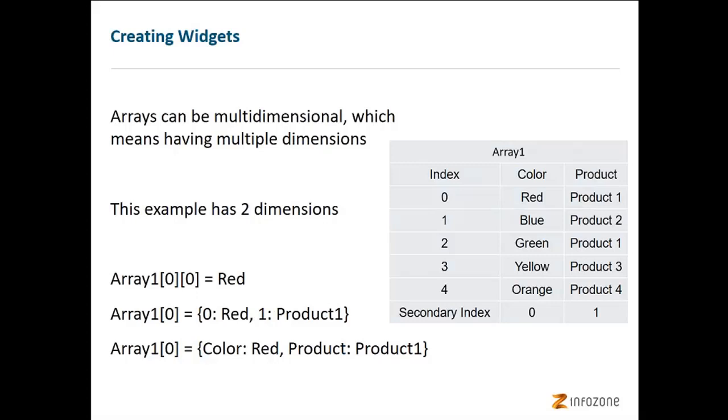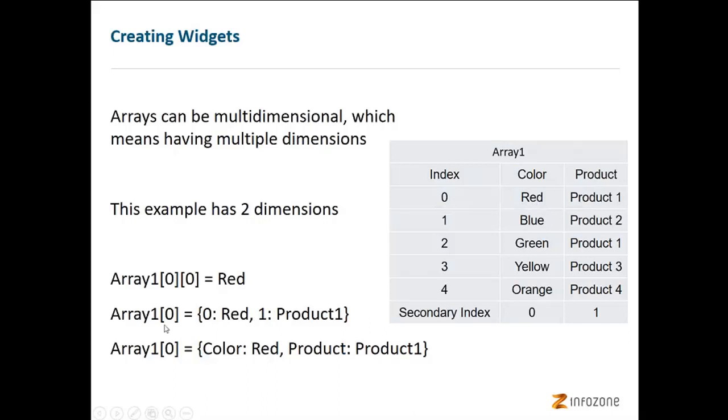This example has two dimensions. I have a color and a product, and it's the same sort of syntax, but when you refer to dimensions and measures and all of those things, this is more the aspect of how Qlik would interact with this. So here you can see if I wanted to get the value of array 1, row 0, which is the first one, then column 0, that's going to return red.